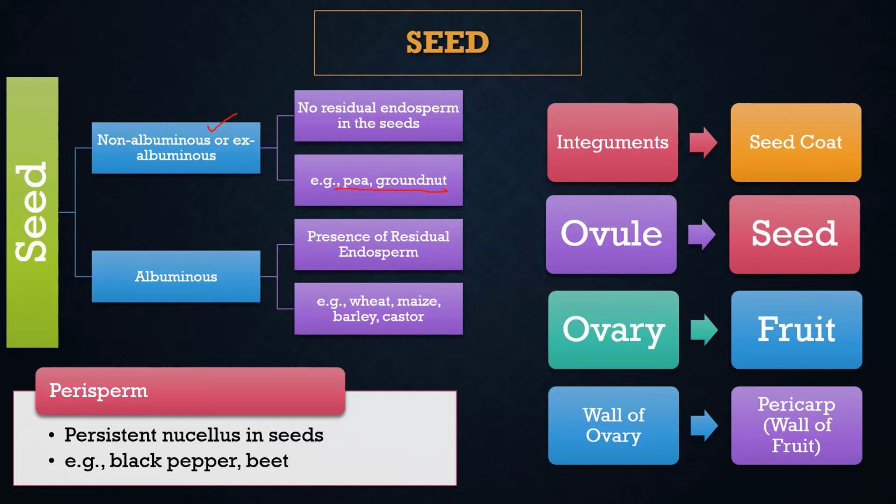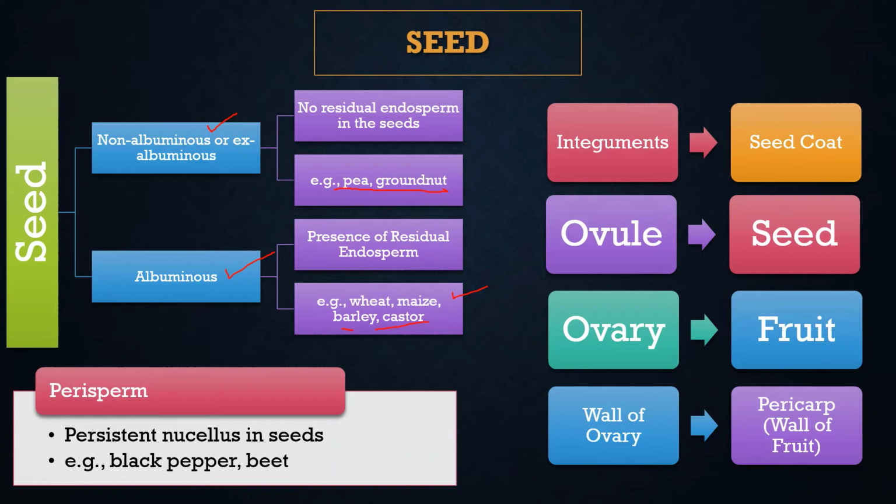Now the second category of the seed is the albuminous seeds, and in this there is some amount of residual endosperm present even in the matured form of seeds, and that is typically seen in case of the wheat, maize, barley, castor. Again, these examples are directly from the NCERT. You have to remember because they can ask direct questions from here in the examinations.